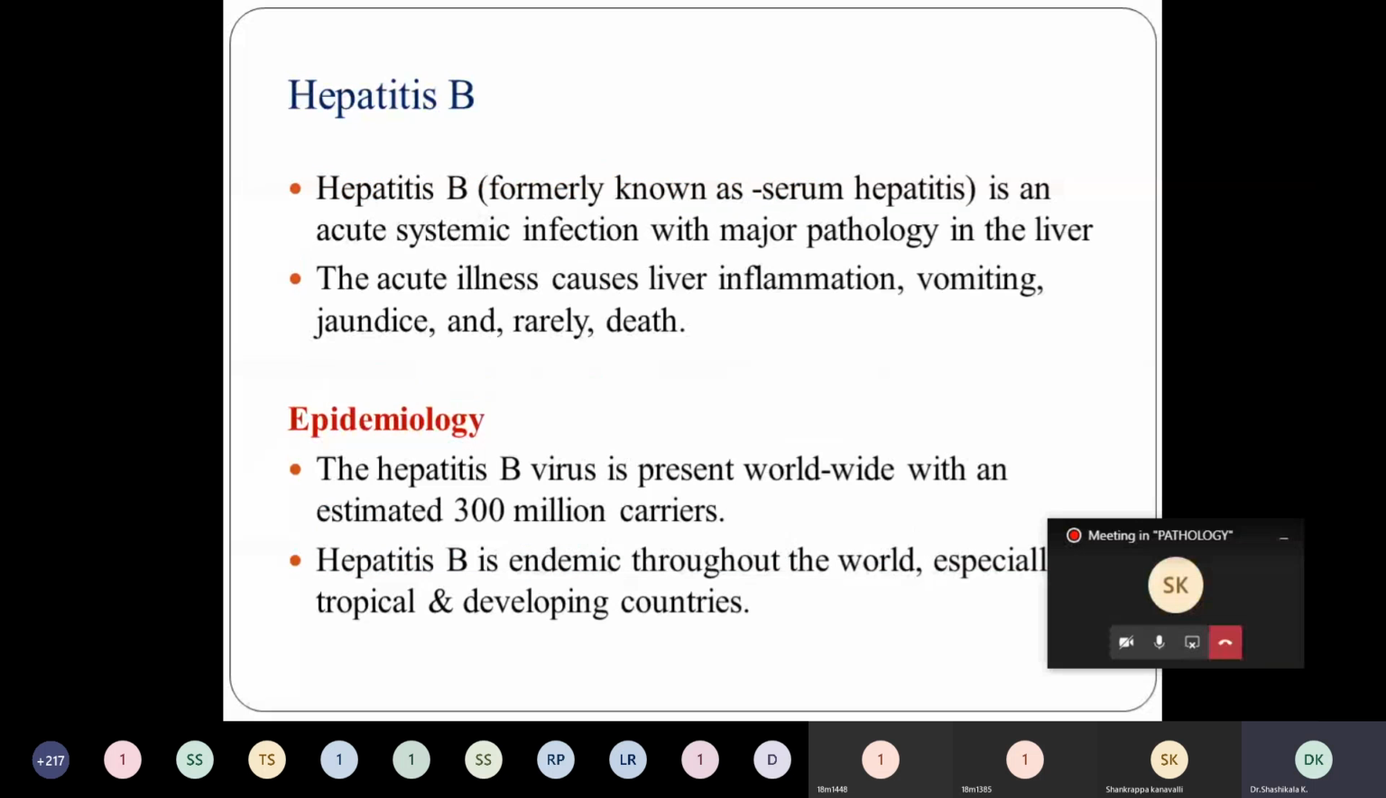So coming to the next important hepatitis virus, the B virus. It was formerly known as serum hepatitis. It's an acute systemic infection with major pathology in the liver. The acute illness causes liver inflammation, vomiting, jaundice, and rarely death. So epidemiology: the hepatitis B virus is present worldwide with an estimated 300 million carriers. It is endemic throughout the world, especially in tropical and developing countries.